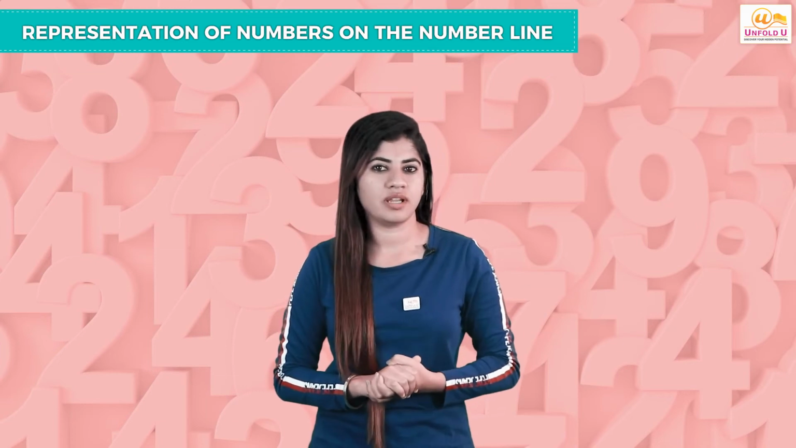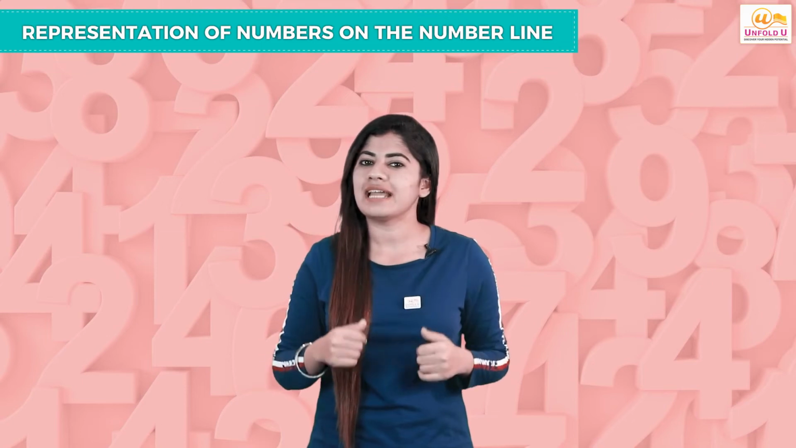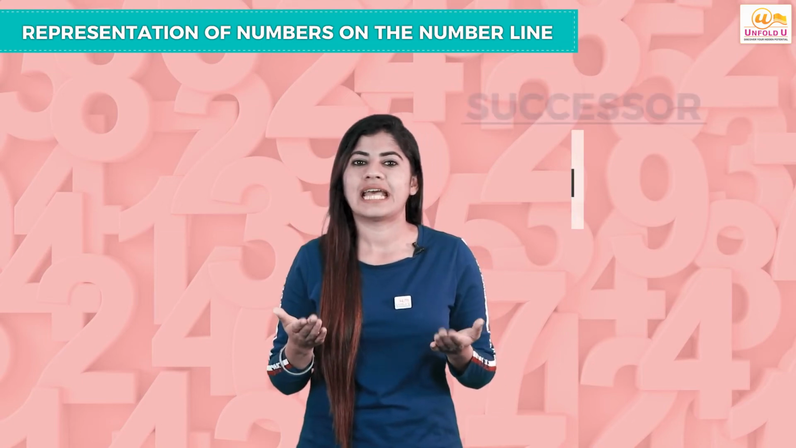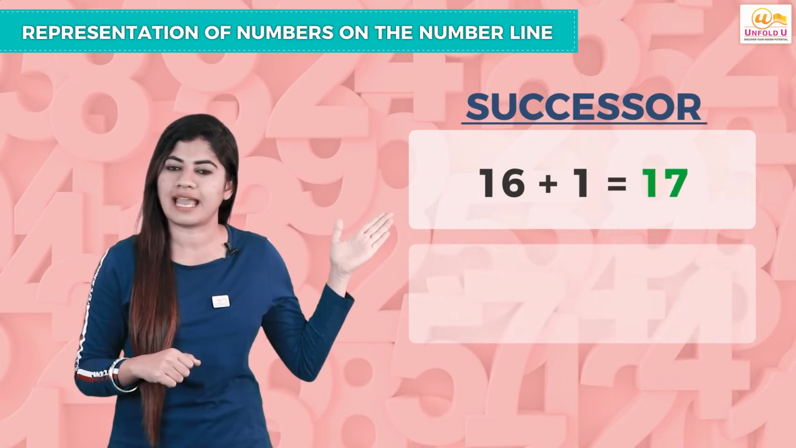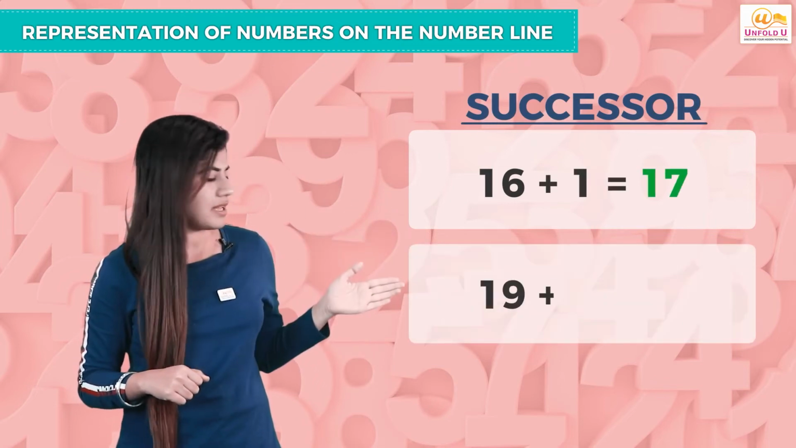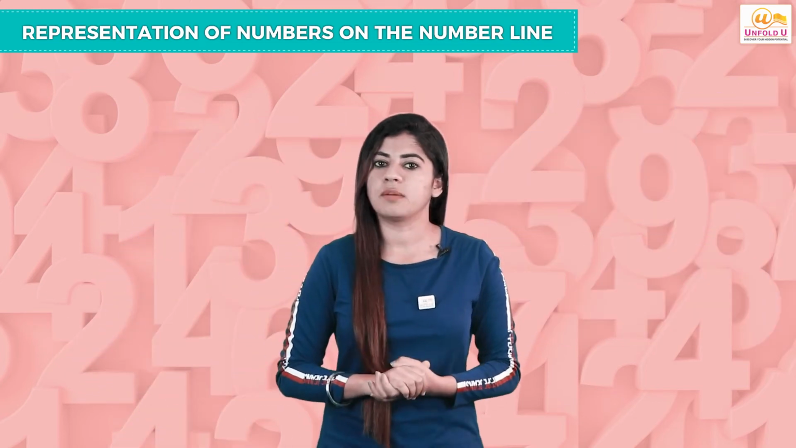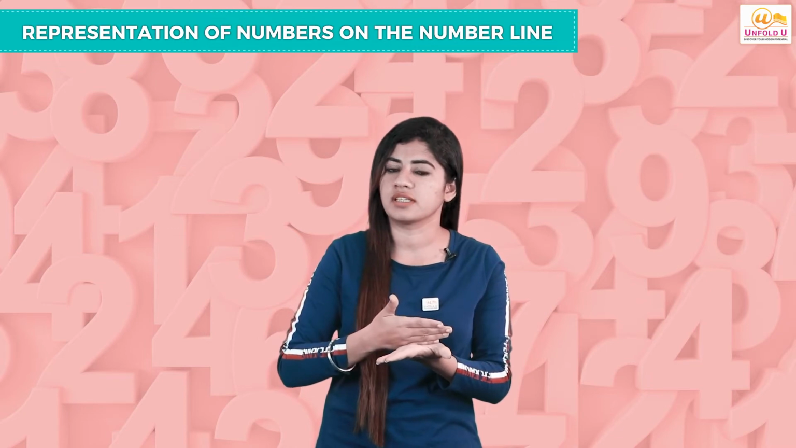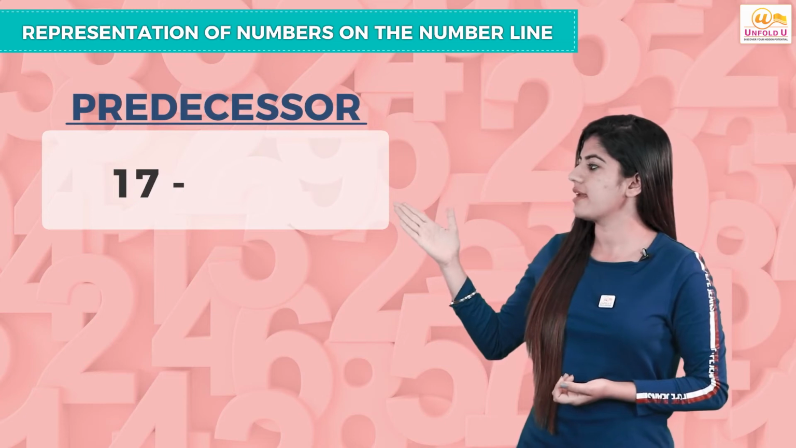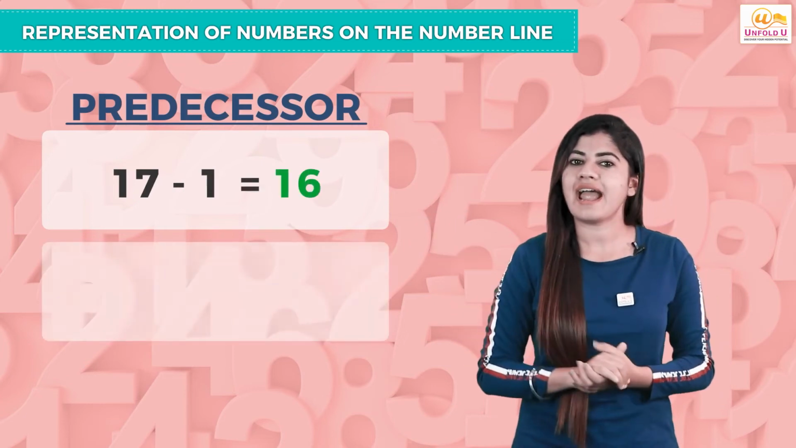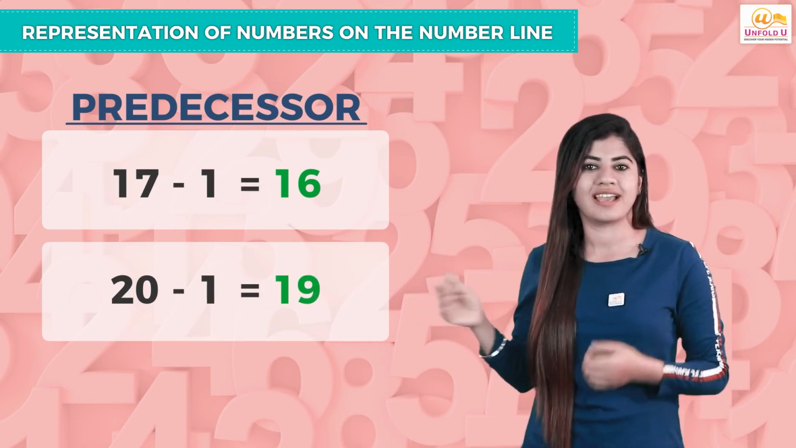Given any natural number, you can add 1 to that number and get the next number. That is, you get its successor. The successor of 16 is 16 plus 1 is equal to 17. And that of 19 is 19 plus 1 is equal to 20. And so on. The number 16 comes before 17. We can say that the predecessor of 17 is 17 minus 1 is equal to 16. And the predecessor of 20 is 20 minus 1 is equal to 19 and so on.